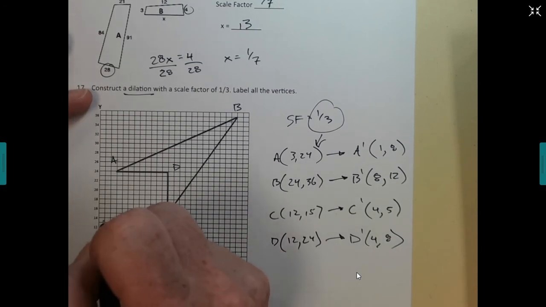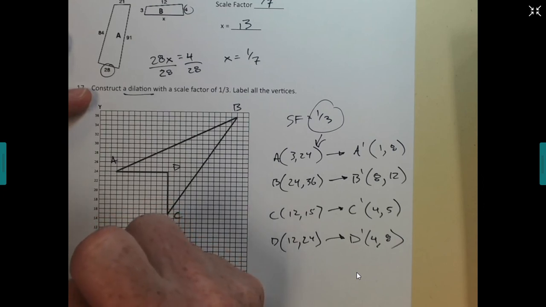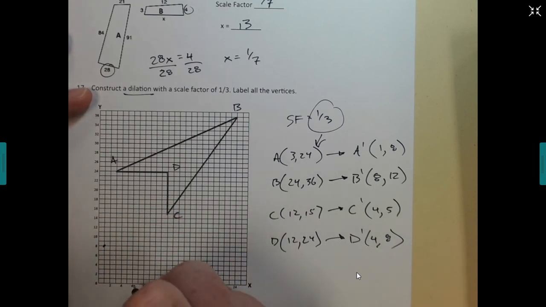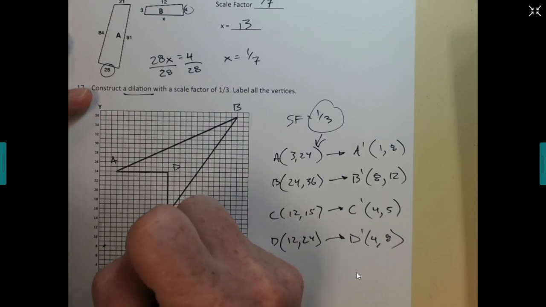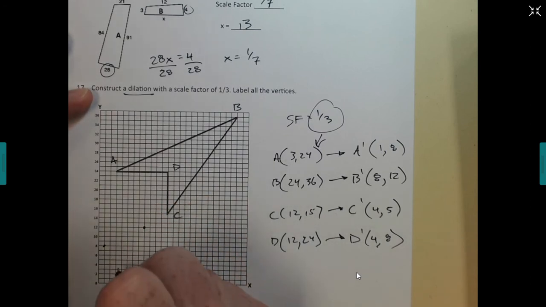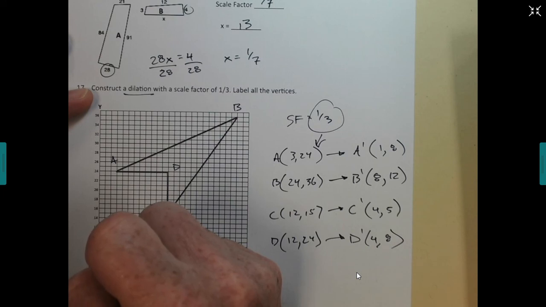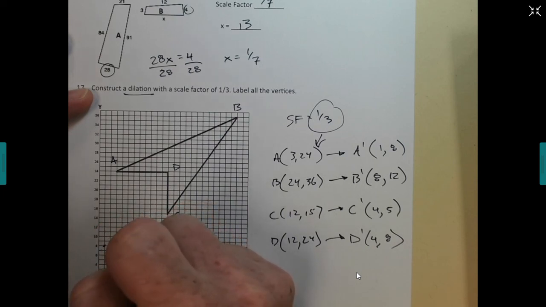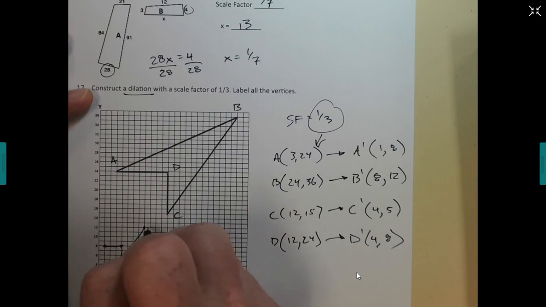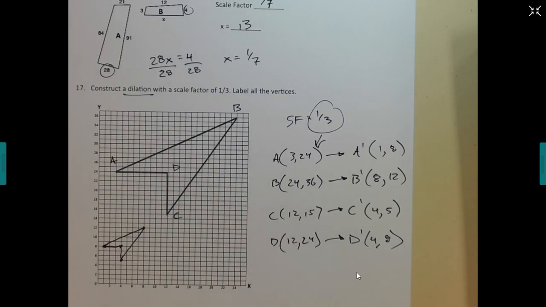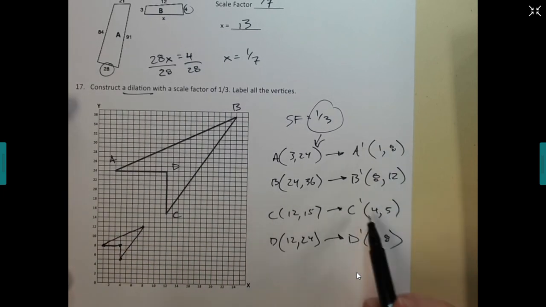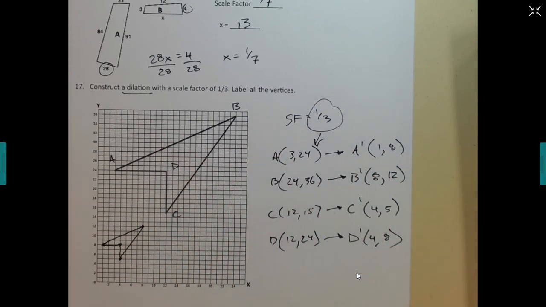So if I go to 1, 8, 8, 12, 4, 5, and 4, 8. And make sure you connect the right dots. Should be the exact same shape. Just everything's been multiplied by 1/3. Turns out it's going to be like 1/9 smaller, but we'll talk about that at another point.